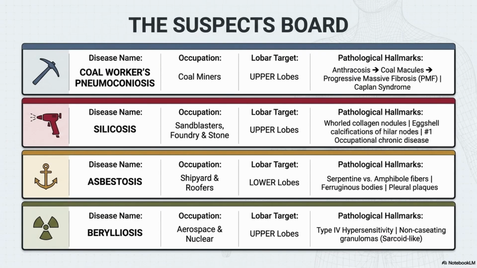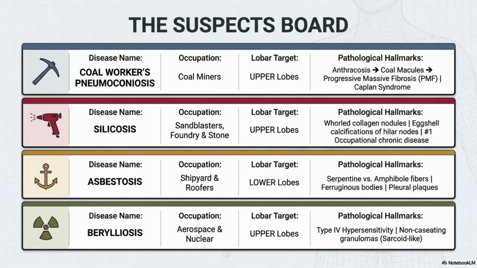Let's look at our suspects board to compare these diseases. First is coal workers' pneumoconiosis, seen in coal miners and targeting the upper lobes. Pathologically, it progresses from anthracosis to coal macules and finally to progressive massive fibrosis or PMF, and can be associated with Caplan syndrome. Next is silicosis, common in sandblasters, foundry and stone workers. It also targets the upper lobes, featuring whorled collagen nodules and eggshell calcifications of the hilar nodes, and is the number 1 occupational chronic disease.